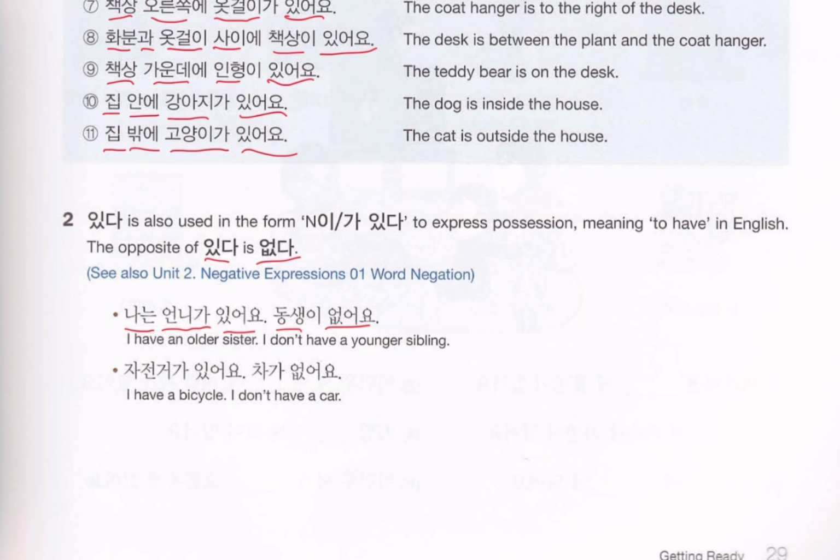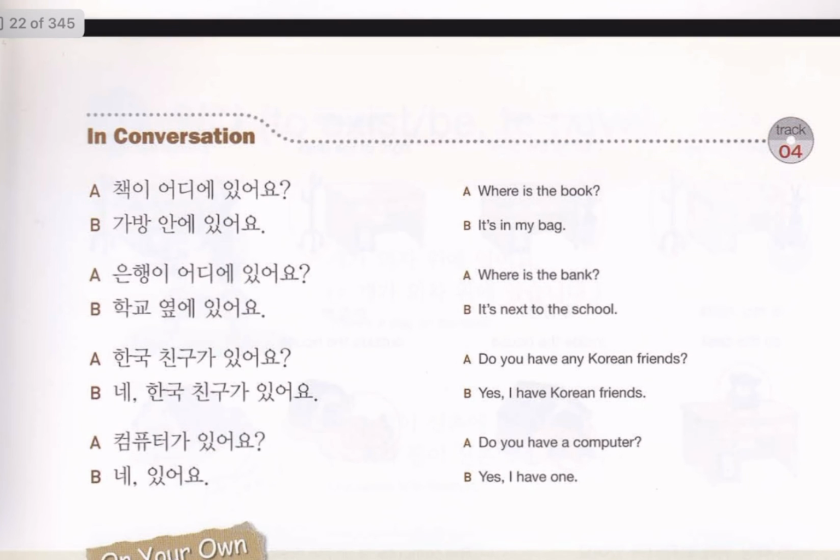Number 2. 자전거가 있어요. 자전거 is bicycle. I have a bicycle. 차가 없어요. 차 is car. 없어요, I don't have. So I don't have a car. So there are some sentences.